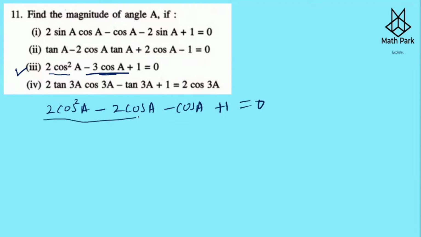Now let us take common in these two. So we have 2 cos A common. From cos square A to cos A taken common, cos square A, 1 cos A has gone, we are left with cos A. Minus 2 cos A has gone, we are left with 1.